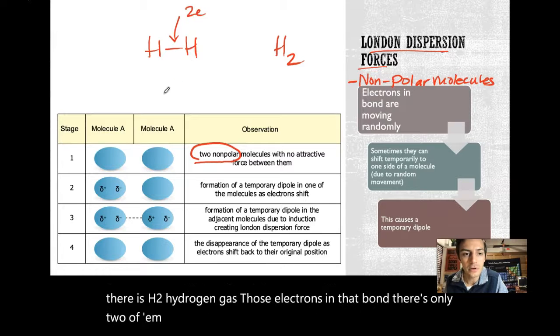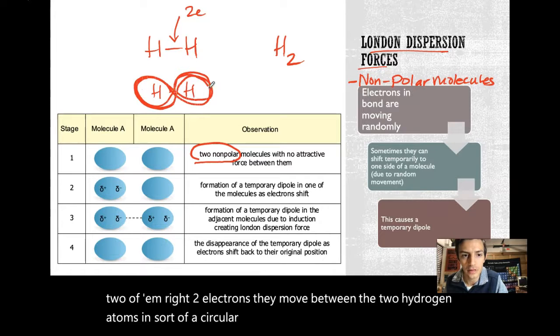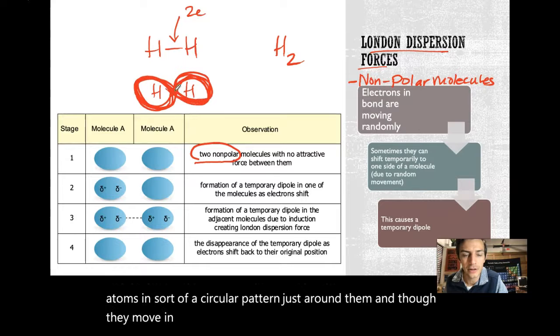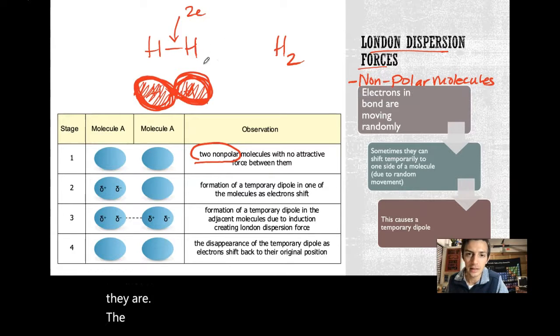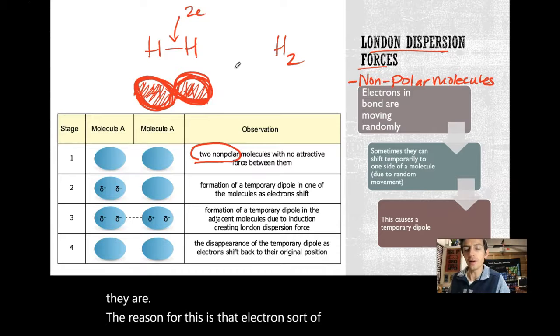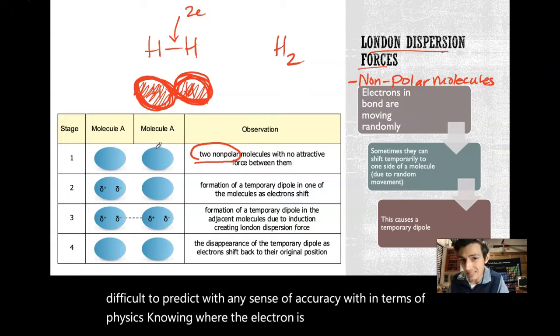Two electrons. They move between the two hydrogen atoms in sort of a circular pattern, just around them. And though they move in this sort of predictable pattern, you can kind of predict where they're going to be. It is somewhat random where they are. The reason for this is that electron movement is very, very difficult to predict with any sense of accuracy in terms of physics. Knowing where the electron is not something that's easy to do.